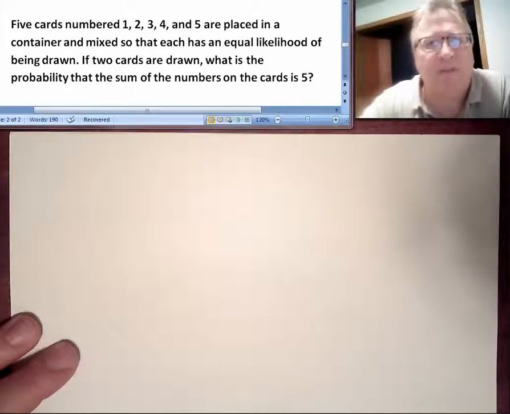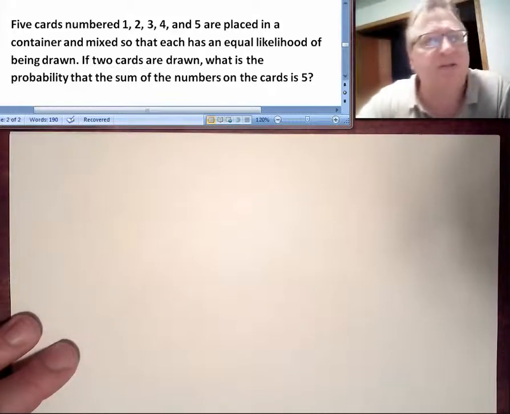This time I promise. Last problem. 5 cards, numbered 1 through 5, are placed in a box and mixed up so that each has the equal likelihood of being drawn. We draw 2 cards from the box. We want to calculate what's the probability that the sum of the numbers on the cards is equal to 5.